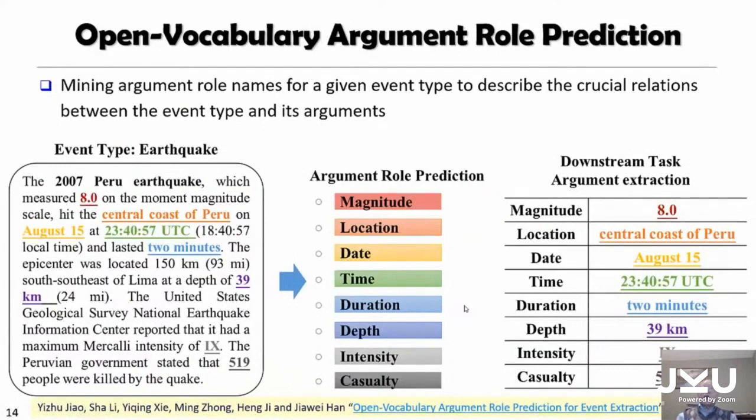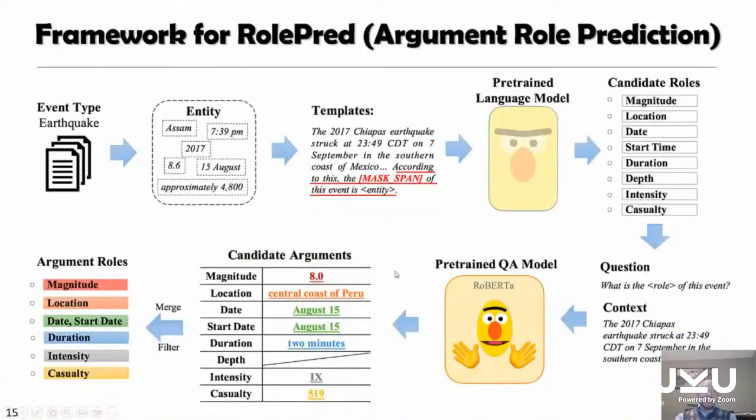Then another interesting one I would like to introduce is open vocabulary argument role prediction. That means if we take the open vocabulary, suppose we give you an earthquake like this. Can we automatically take a bunch of earthquake reports, find the most important arguments, which are magnitude, location, date, and time, and also automatically fill in the values? We have such a framework called RolePredict.